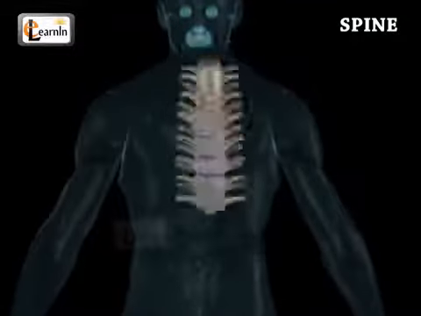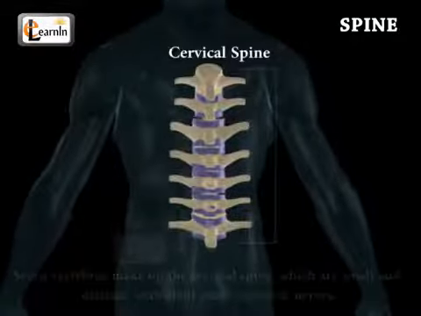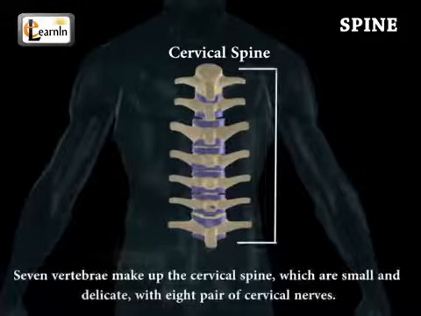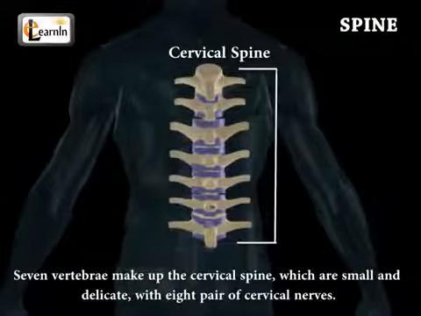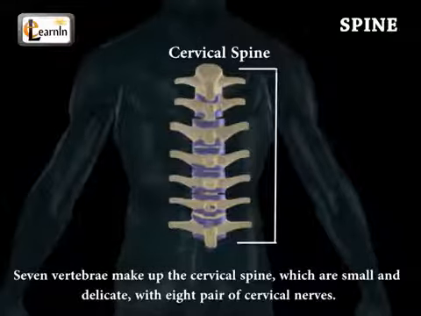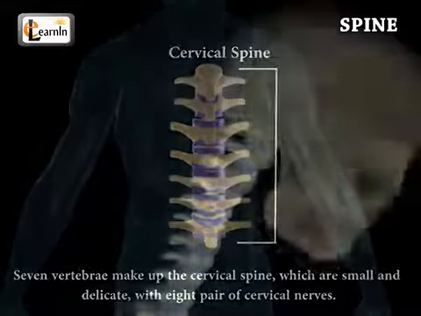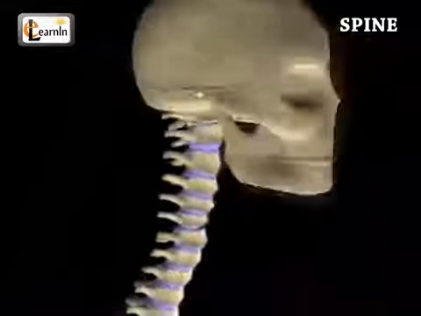The cervical spine begins at the base of the skull. 7 vertebrae make up the cervical spine, which are small and delicate, with 8 pairs of cervical nerves. It is these vertebrae that help in the movement of the head and the neck.